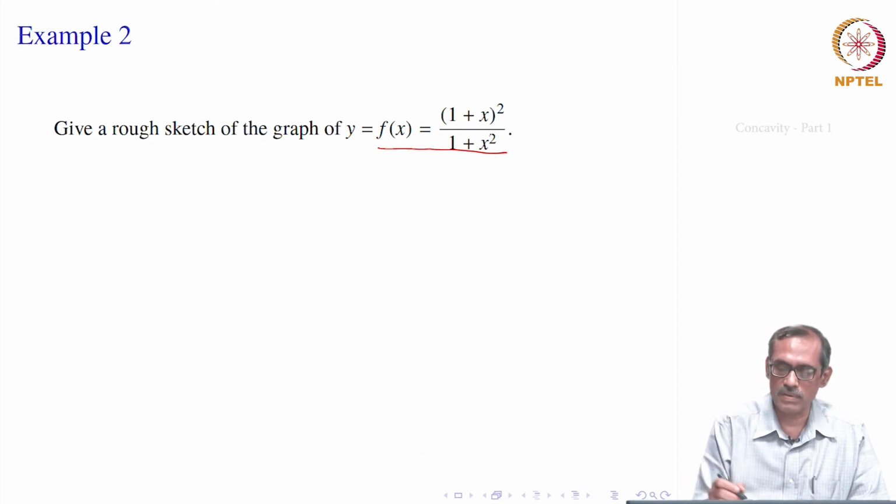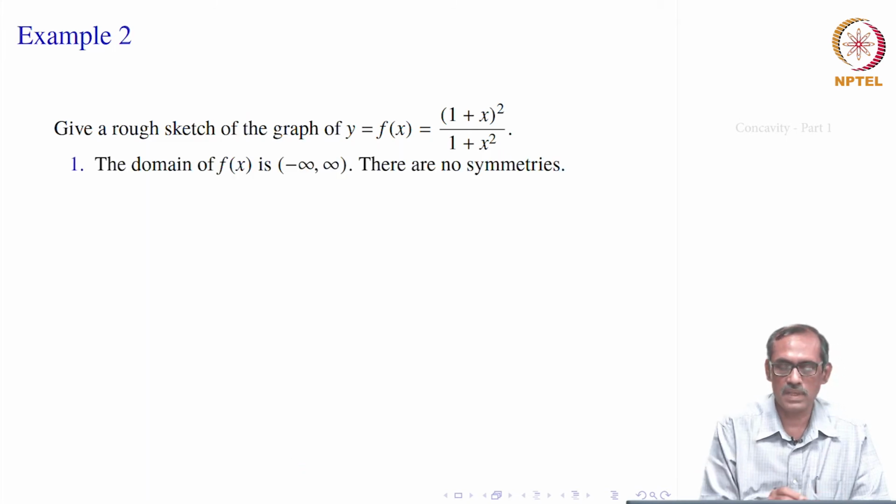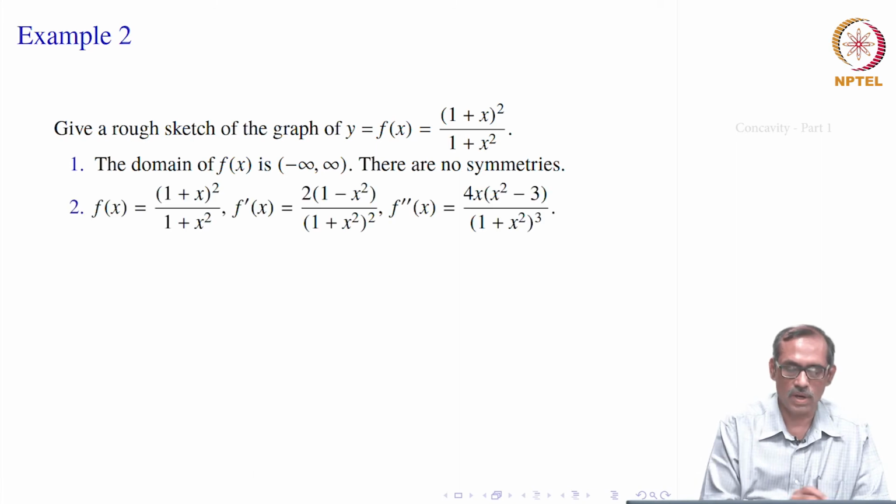So, it is defined everywhere, x square is never equal to minus 1. So, let us see how to use the information on the derivatives. First thing is there are no symmetries here, whether symmetry around 0, symmetry about x axis or symmetry about y axis, nothing is there. Okay. Domain is the whole of R. Now, let us go to the derivatives.